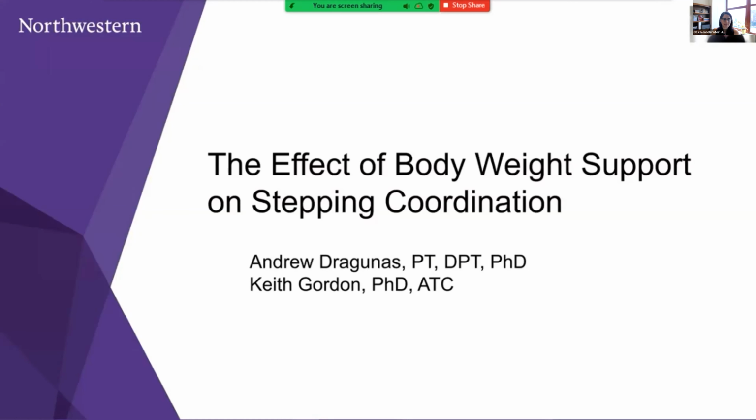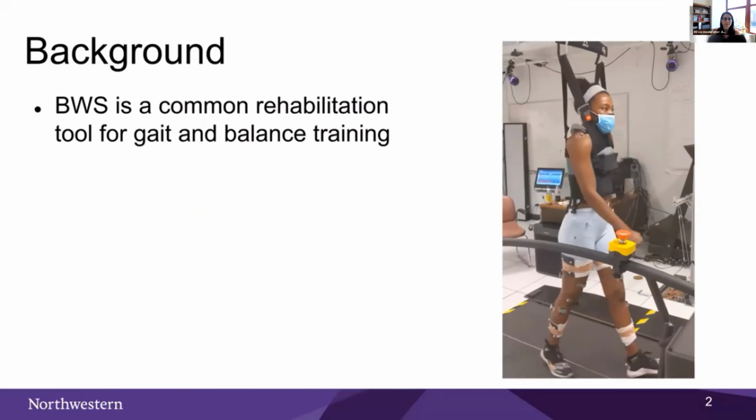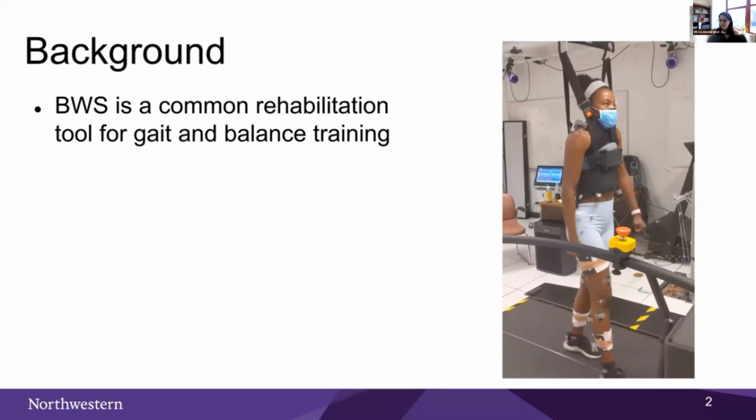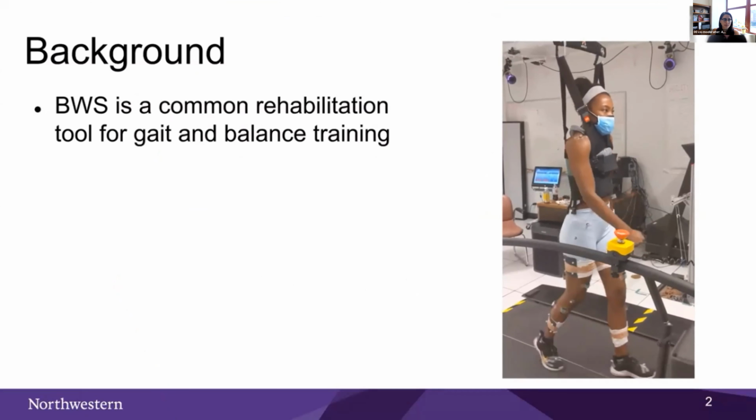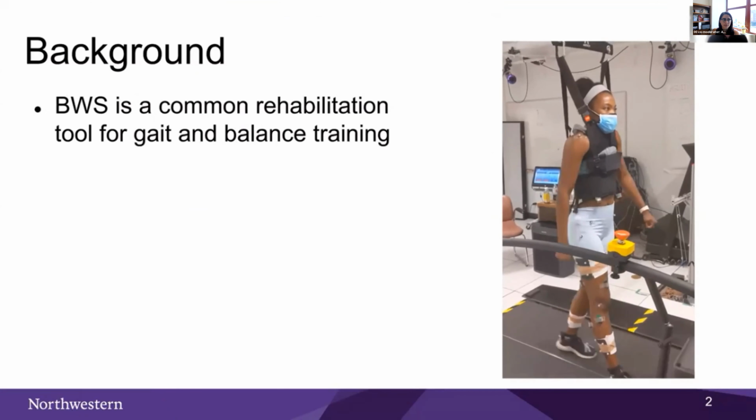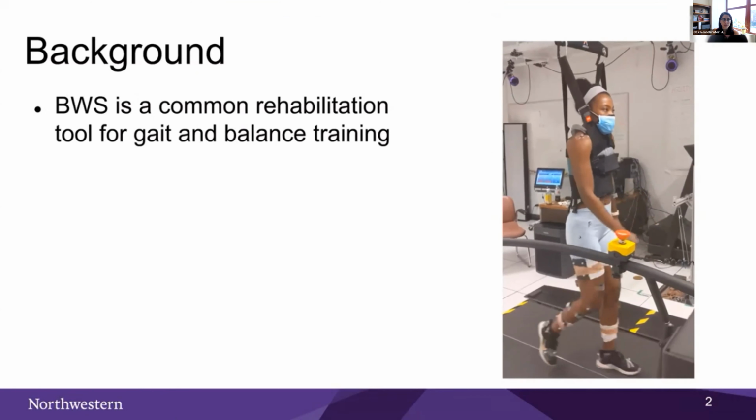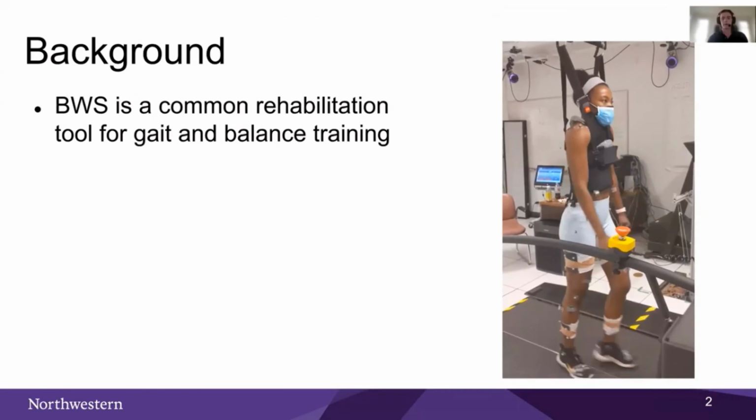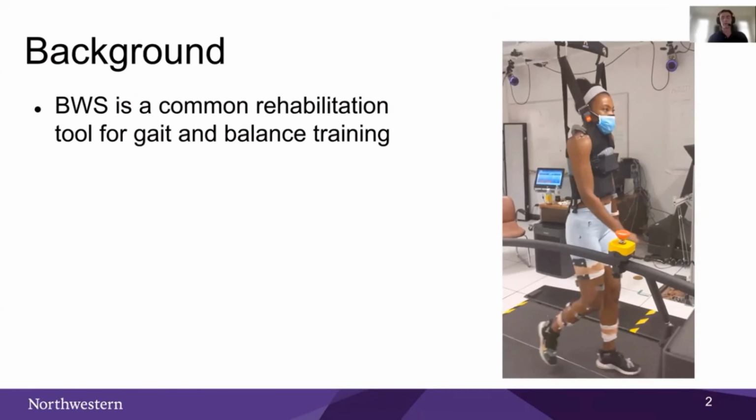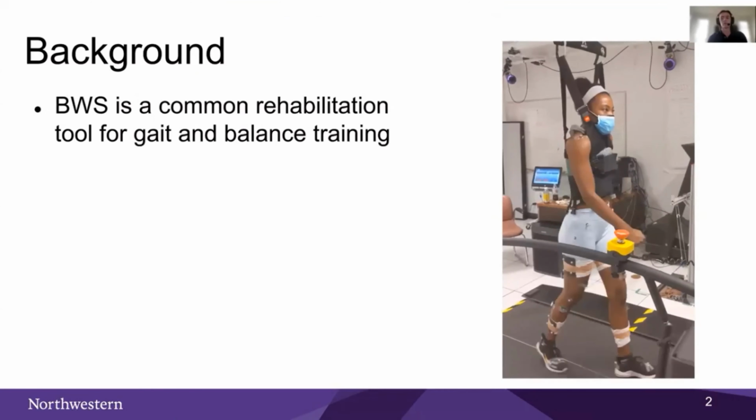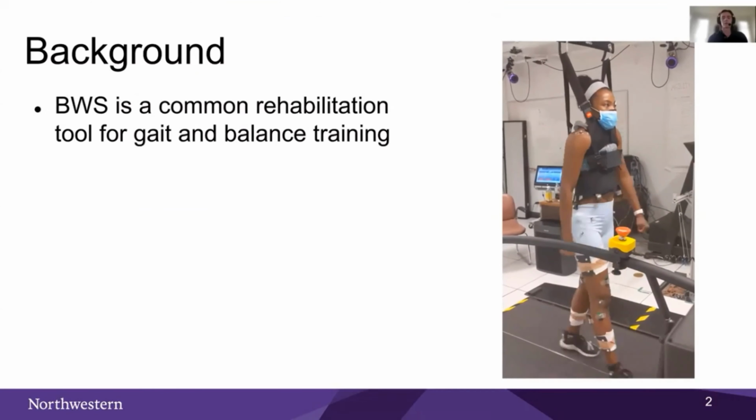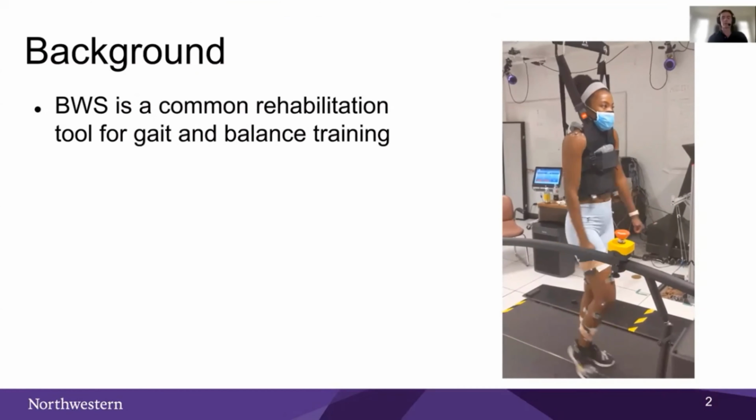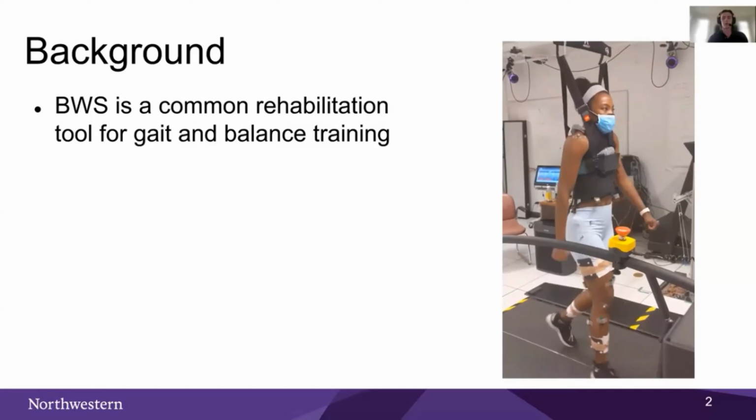Good afternoon, everyone. Today I'll be describing my work evaluating how bodyweight support devices affect stepping coordination. Bodyweight support is a common rehabilitation tool that can successfully improve walking speed and endurance for people with neuromuscular deficits. However, these systems have had limited effects on improving lateral balance. The maintenance of lateral stability is a requirement for independent walking, and walking interventions such as bodyweight support should encourage individuals to adopt an appropriate stepping strategy to carry over to real-world walking.